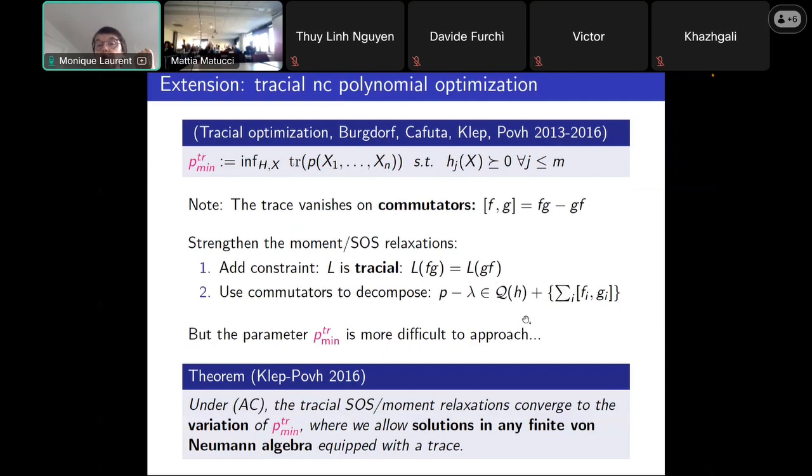and on the sum of squares side, you would add commutators to the quadratic module. So you can design a hierarchy of SOS and moment bounds, but the parameter is more difficult to approach, because you can show that under Archimedean conditions the hierarchies are going to converge to some value, but this value is going to end up in a way broader setting of solutions. You will have to allow solutions in a finite von Neumann algebra equipped with a trace. So you really leave the domain of matrices. You have to go to a way broader setting. But you can do this.